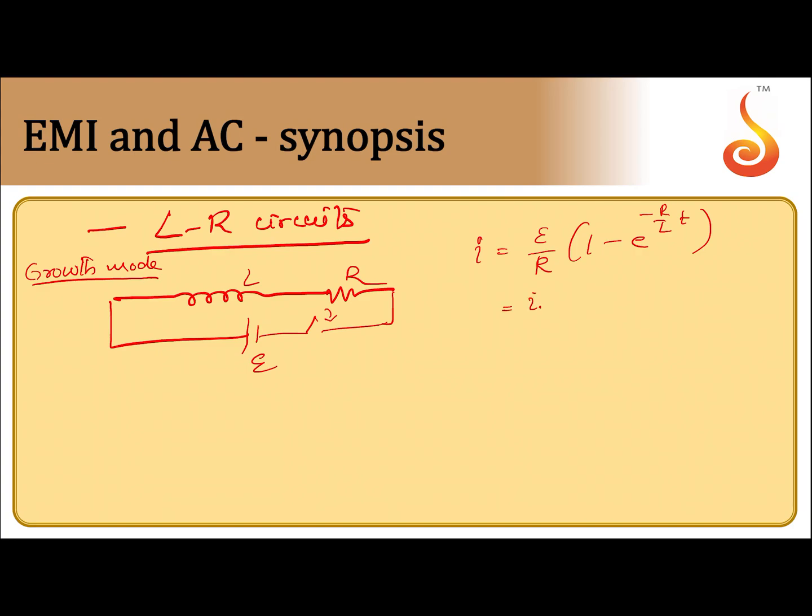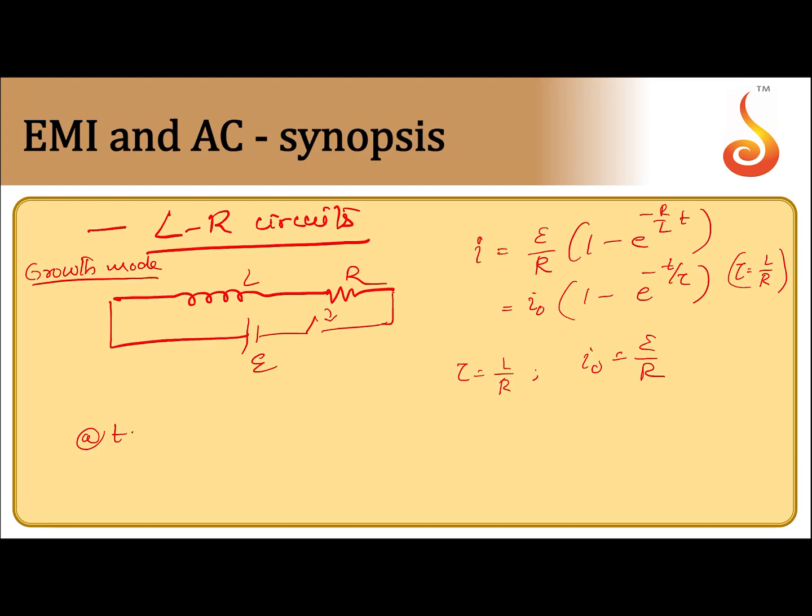This E by R is nothing but the maximum possible current in the circuit. Tau is nothing but the time constant of the circuit, which is given by L by R. So during growth mode, the current in the circuit is given by this expression. And remember, the time constant is L by R and the maximum current is E divided by R.